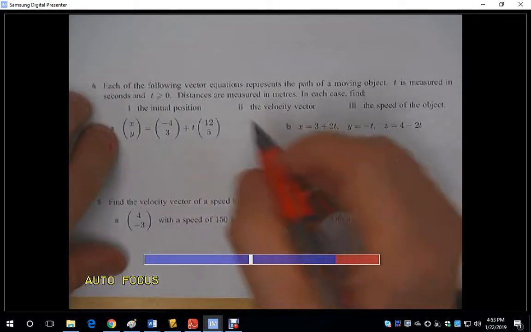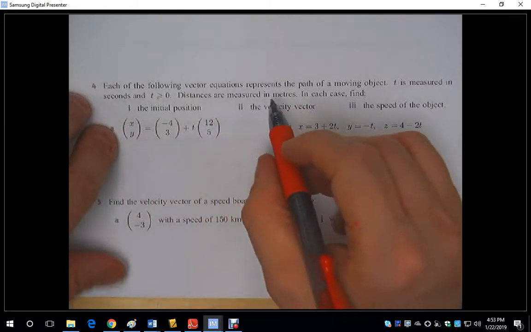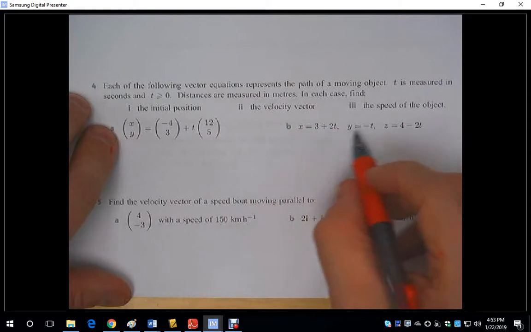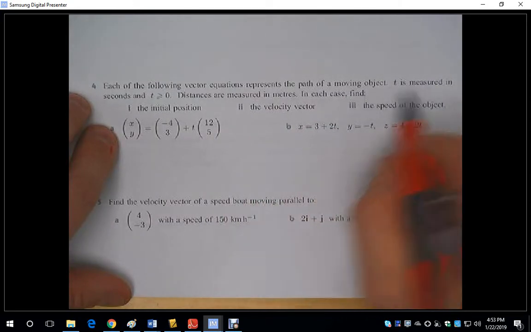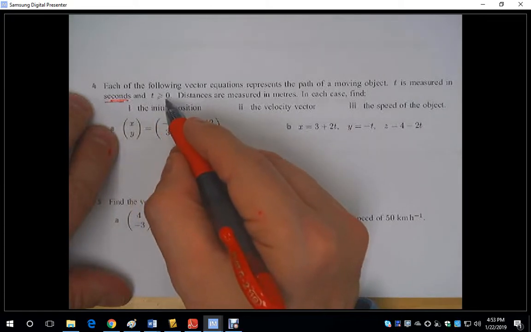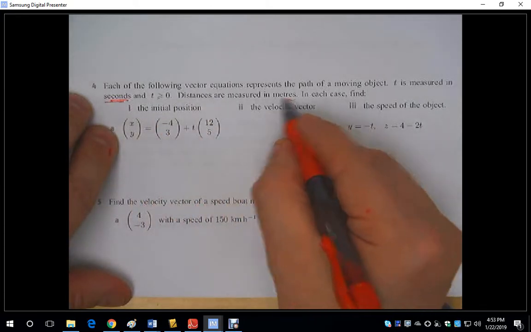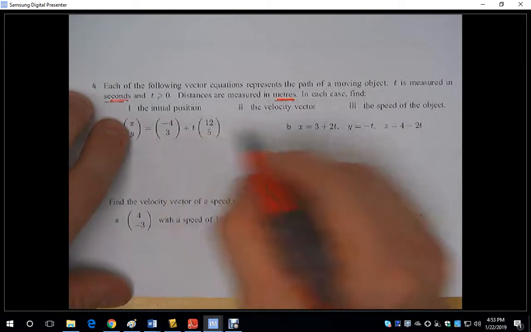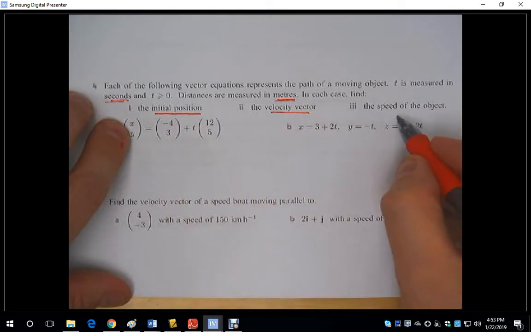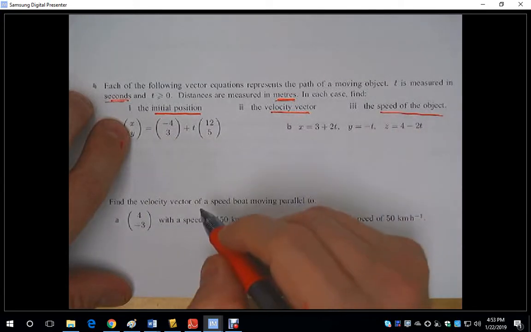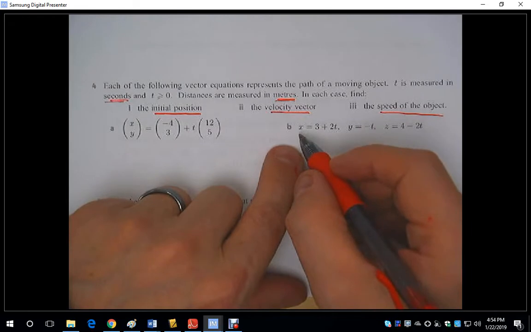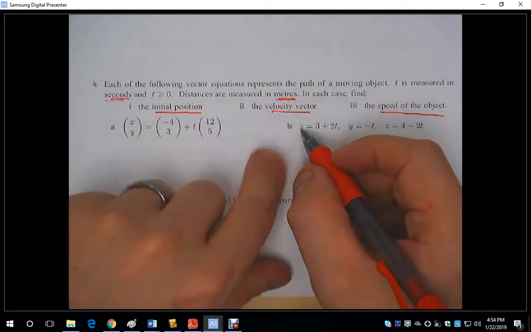It says, each of the following vector equations represents the path of a moving object. This is actually not a vector equation. These are parametric equations. It says t is measured in seconds, and t is greater than or equal to 0. Distances are measured in meters. For all of these, I want to find the initial position, the velocity vector, and also the speed of the object. I'm going to do B, and the only reason I'm doing B is because I think B is more difficult. Then you can do A on your own.